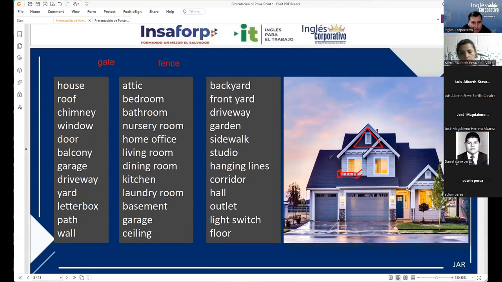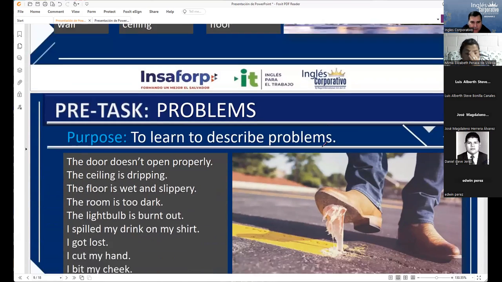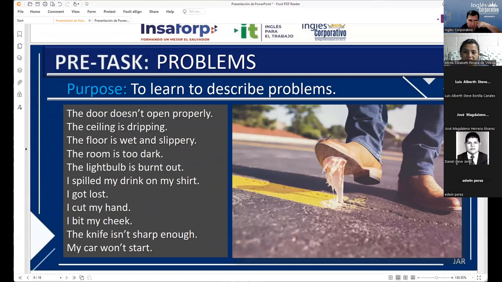Okay, let's continue. No more questions about this? No. Okay, okie dokie. Let's continue. Pre-task problems. The purpose is to learn to describe problems. We say, the door doesn't open properly. The ceiling is dripping. The floor is wet and slippery. The room is too dark. The light bulb is burnt out. I spilled my drink on my shirt. I got lost. I cut my hand. I bit my cheek. The knife isn't sharp enough. My car won't start.